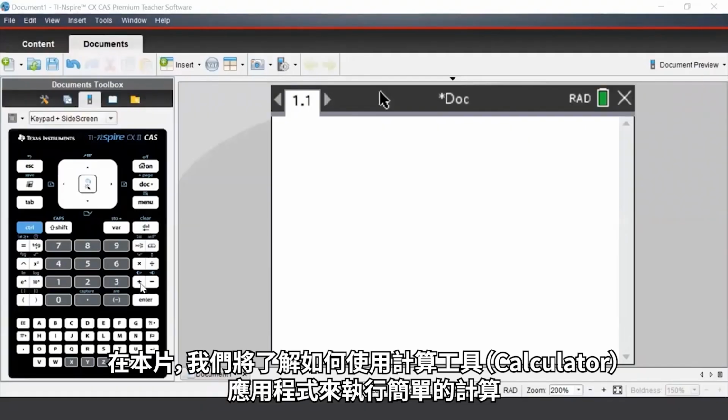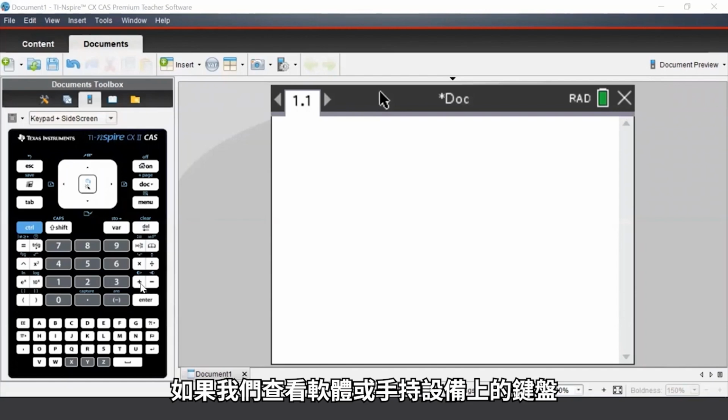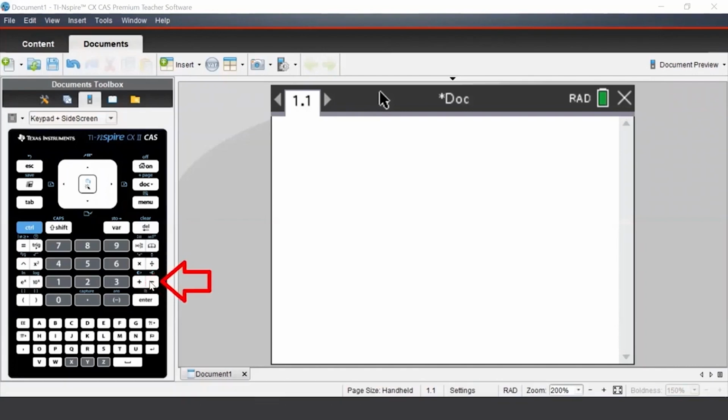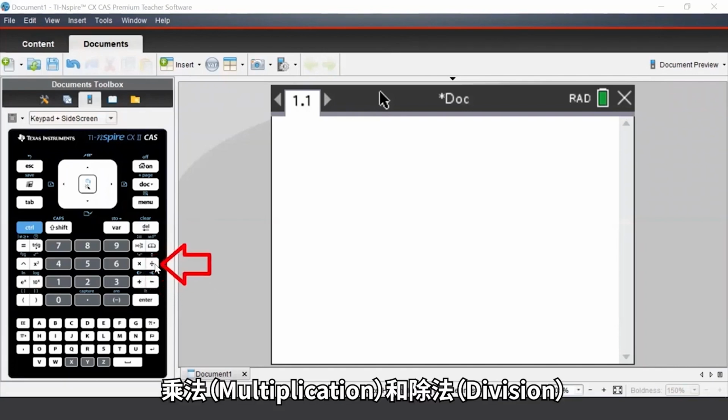In this session, we will see how we can use the calculator application to perform simple calculations. If we look at our keypad on our software or handheld device, we see that on the right-hand side, we have the familiar operations: addition, subtraction, multiplication, and division.